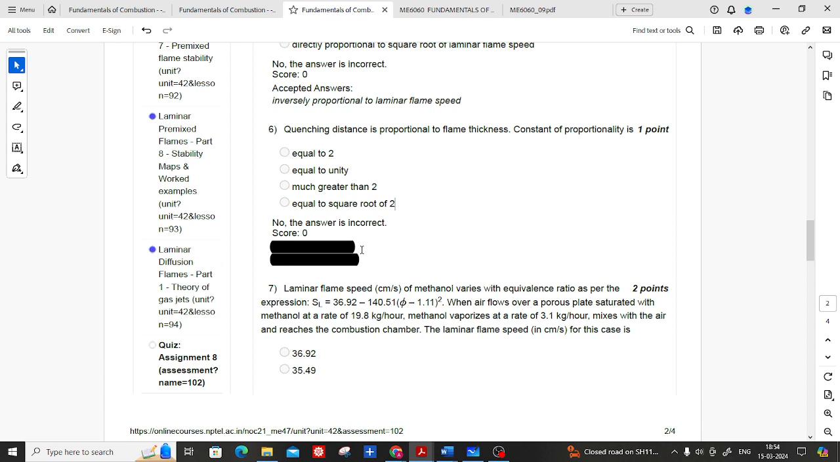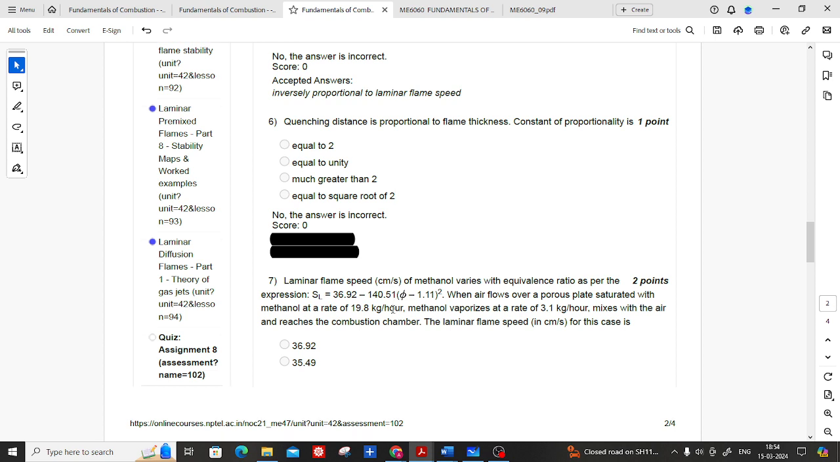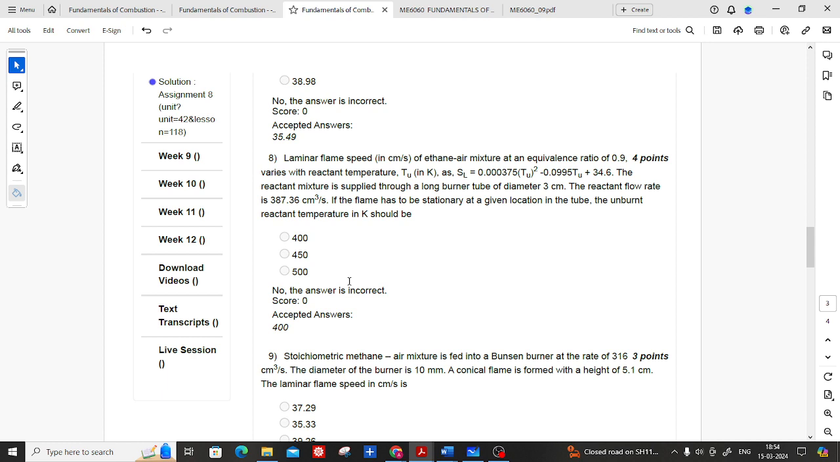Okay, so now question number 7. Try to solve question number 7. Even if you have not gone through the video, you should be able to answer this question, because it is based on your prior knowledge. So everyone try to solve question number 7. And the answer of question number 6 is much greater than 2.